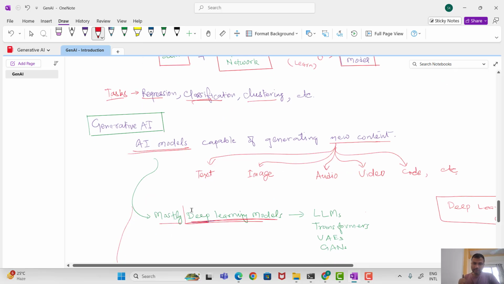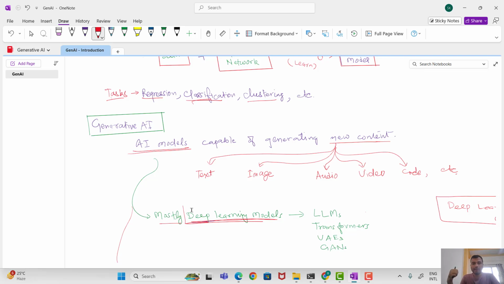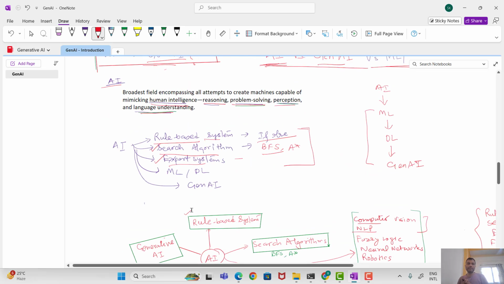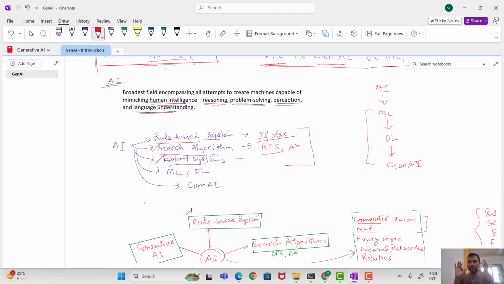Okay, and we will look at how generative AI actually works, and is there any difference between deep learning and generative AI? So let's first understand what is artificial intelligence. So basically, artificial intelligence is an umbrella term that contains all these things like machine learning, deep learning, generative AI, and nowadays very famous agentic AI. All these things will come under artificial intelligence.